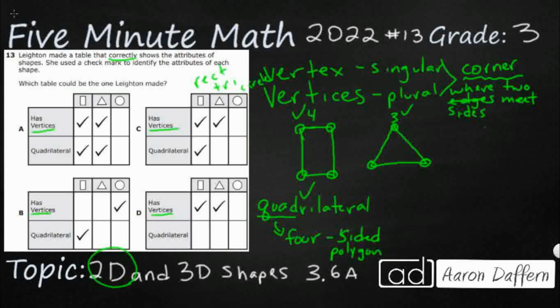And then we finally have a circle. And you notice it's all curved. There's no straight lines, so I've got no vertices, and it has no lines, which means it doesn't have any sides. So I need to have 2 check marks on the top, 1 on the bottom. My answer here is C.